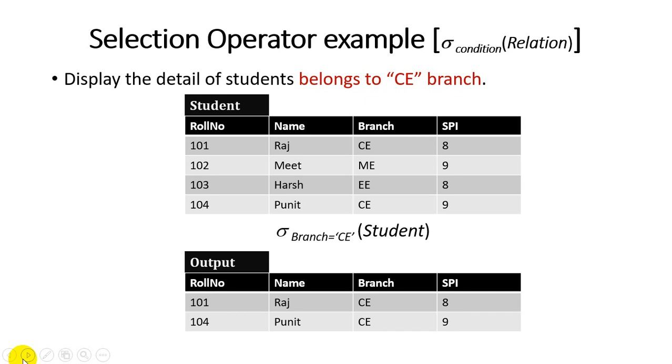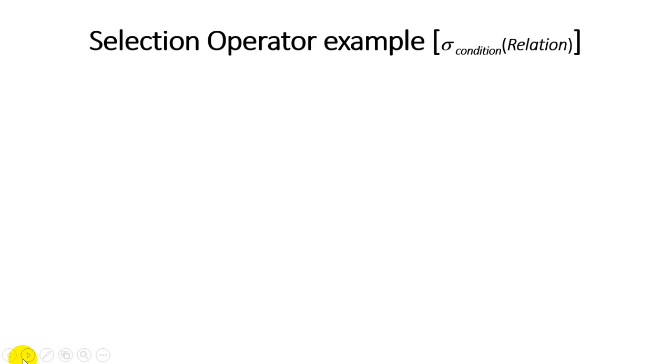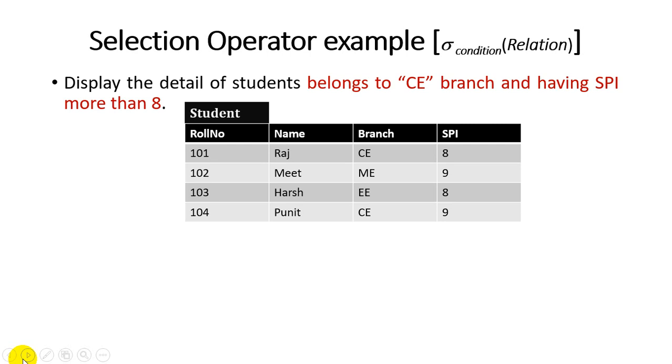As per the definition, the selection operation is used to find particular rows with the help of a condition. Another example: display the details of students who belong to the CE branch and have an SPI more than 8. In the previous example, we just found records which belong to CE, but in the current example, we provide another condition: students who belong to the CE branch as well as have an SPI more than 8.